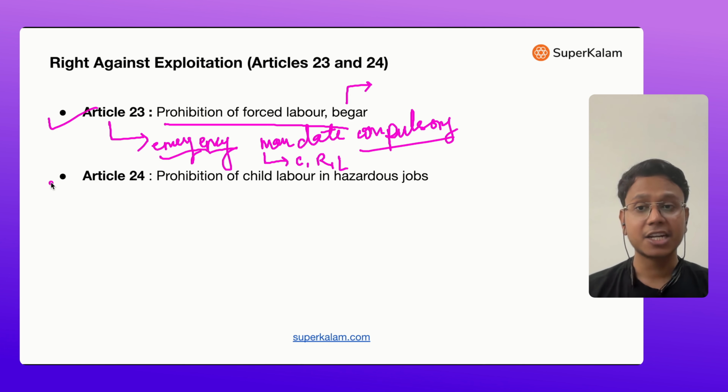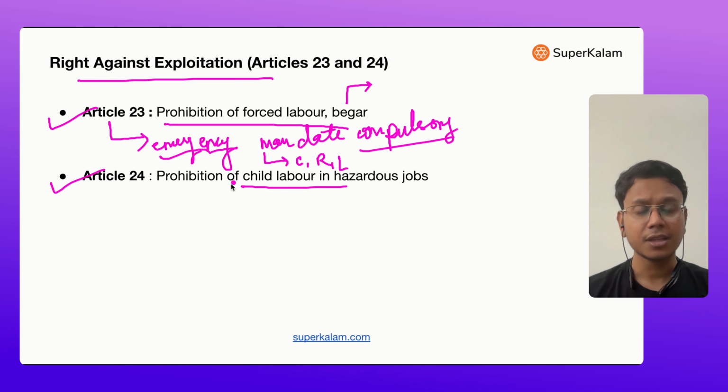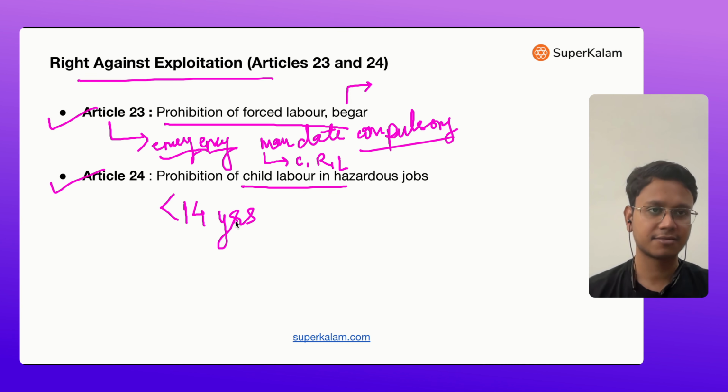Now the next is Article 24, which prohibits child labor. This also comes under exploitation, the right against exploitation. Explicitly in Article 24, it is mentioned that children less than 14 years of age cannot be employed in hazardous factories. Why? Because it's a very tender age, and children are also very delicate. So to ensure holistic development of children, and that they are given a good environment, this right becomes important.